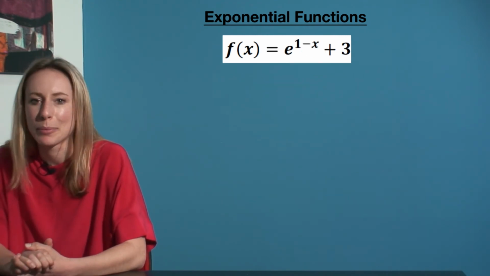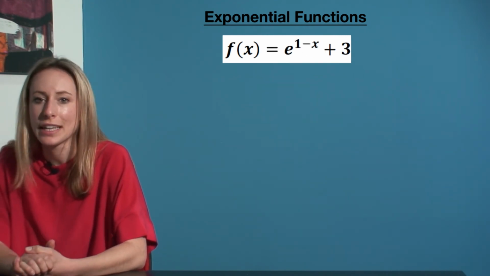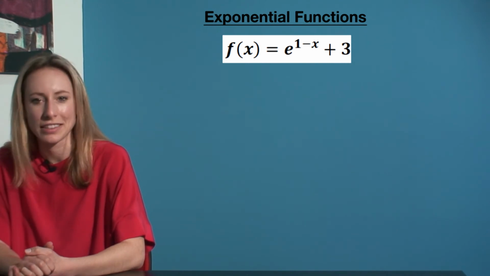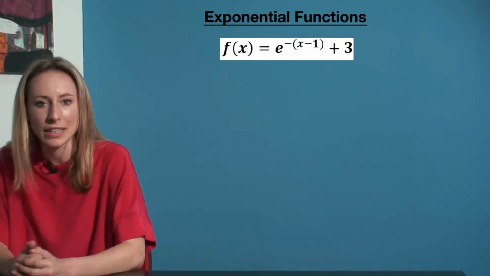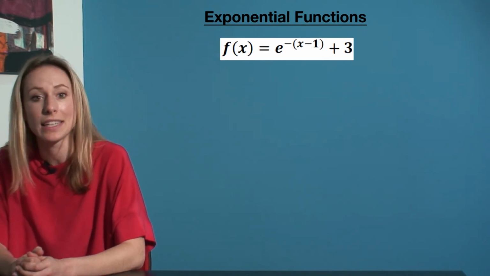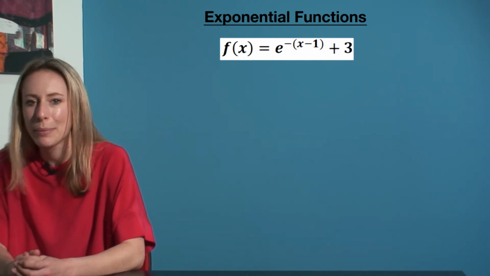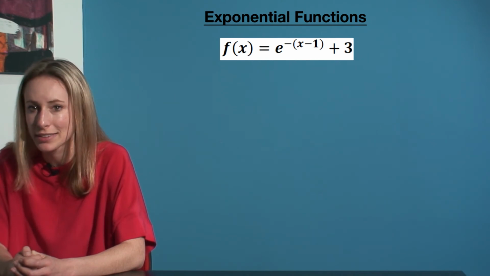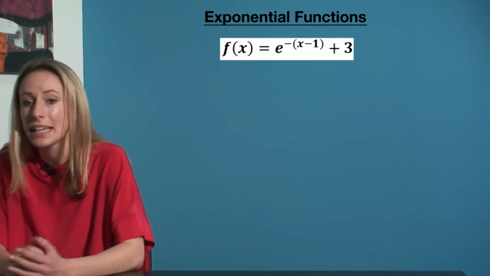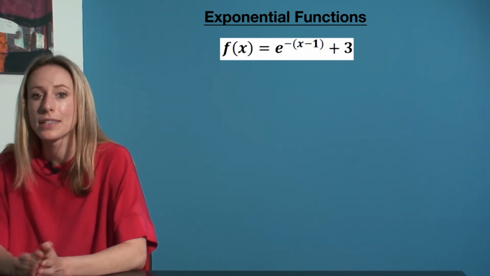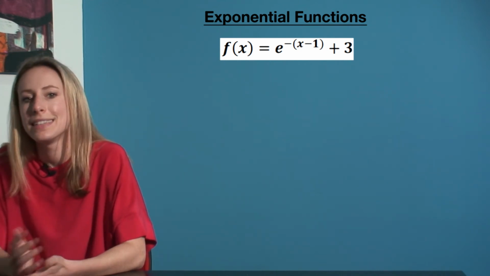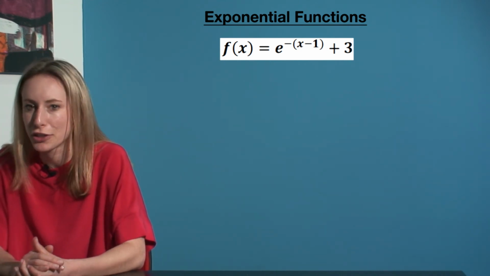Let's now have a look at an example, such as the function f of x equals e to the (1 minus x) plus 3. This we can rewrite quickly as f of x equals e to the negative (x minus 1) plus 3. Straight away we can see that there is a reflection in the y-axis. No dilation, but there is a shift of the graph of 1 to the right and 3 up. Now we just need to apply this to our basic e function.